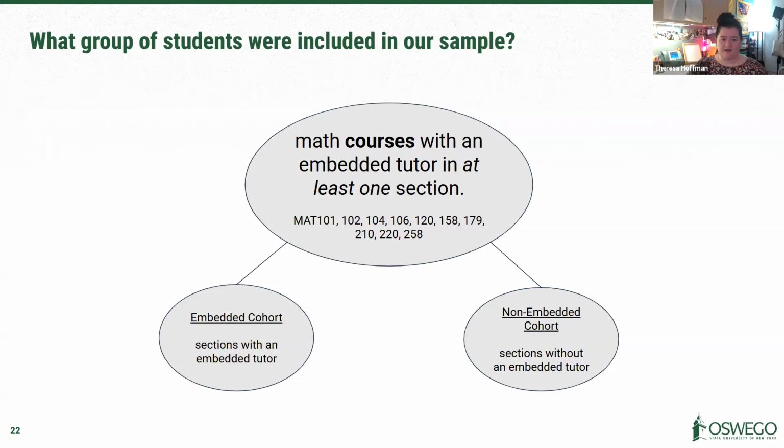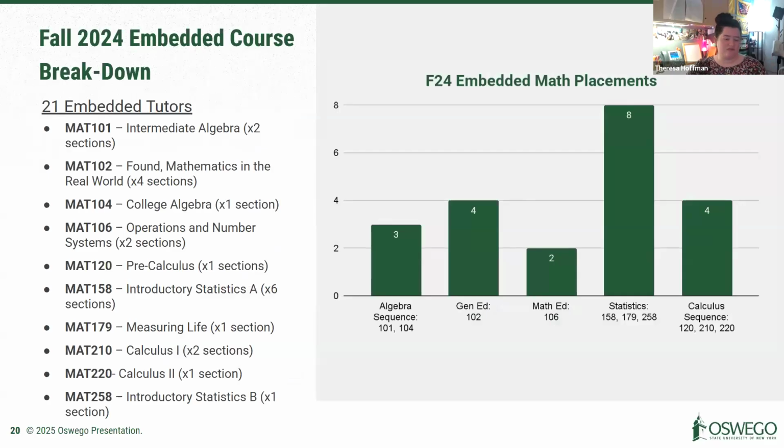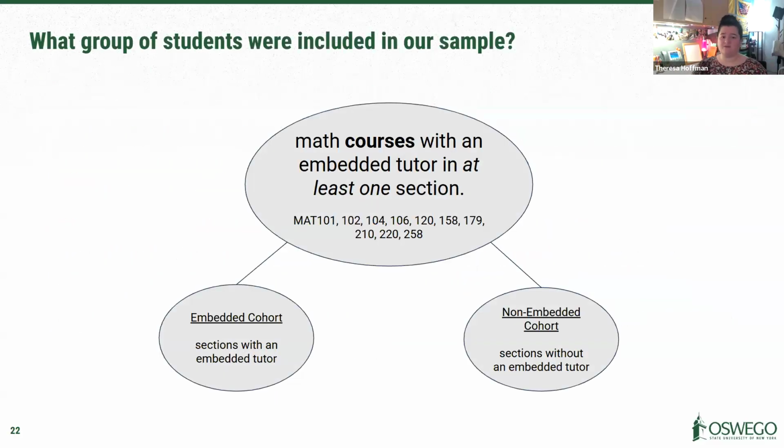So going back to my graphic here, this is what I'm talking about. The Math 101, 102, 104, etc. So we only looked at math courses where there was an embedded tutor somewhere. It didn't have to be in every section. It was in at least one. For example, if you notice the math courses I listed here, the 101, 102, and so on, you'll see Math 208 is not included in this group because there was no embedded tutor in any Math 208 sections. So we couldn't really assess them because we didn't have that embedded presence, okay?